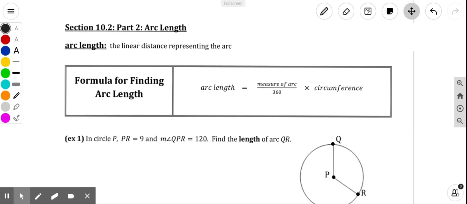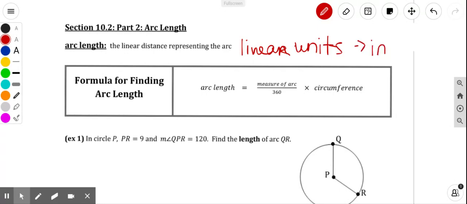Okay, so how arc length and arc measure are different. Arc measure is like the opening of the arc, like how many degrees it is, versus arc length is the linear distance. So basically what that means, linear distance, is like how long is it? It's in linear units. Linear units are like inches, centimeters. So like if I were to take a string and put it on the arc and then measure it, that's what arc length is. So inches, centimeters, feet, and so on.